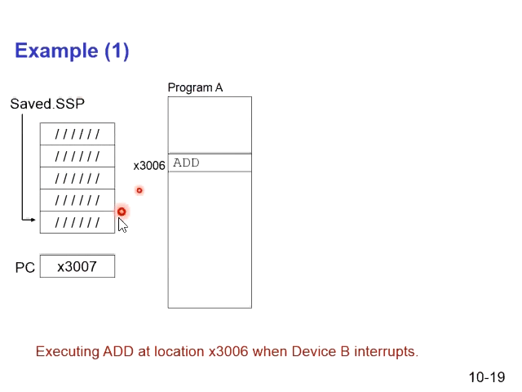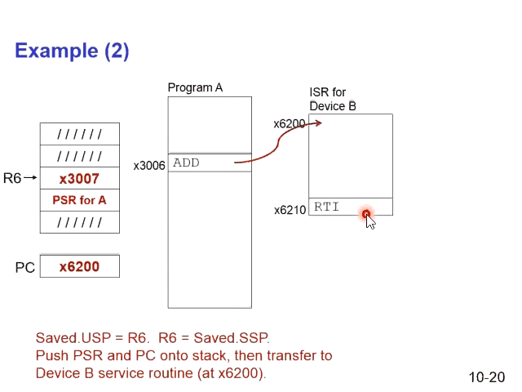Over here we have the current program, and we are running the instruction at the address x3006. Of course, at that time the current address in PC is x3007, and this is the supervisor stack pointer. And when we are in the process of running the current instructions of program A, there is an interrupt from device B. So over here is the ISR for device B.